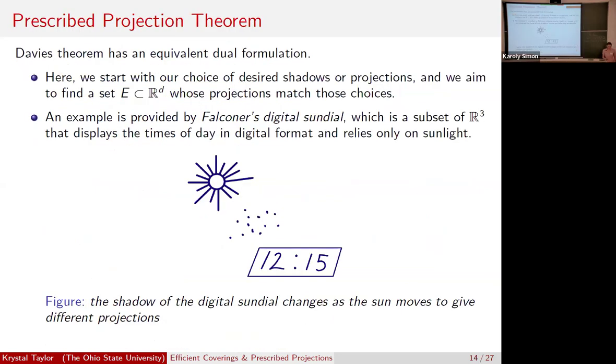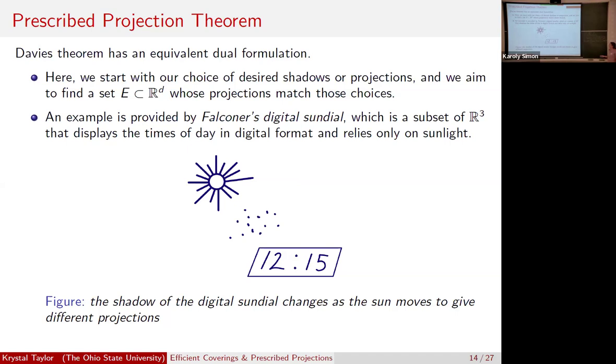So we come to the prescribed projection theorem. Davy's theorem has an equivalent formulation in terms of the prescribed projection theorem. This is going to give us another proof technique that we can use to explore these efficient coverings. Here we start with our desired shadows or projections, and we aim to find a subset of d-dimensional Euclidean space, we've been working mostly in the plane, whose projections match those choices.